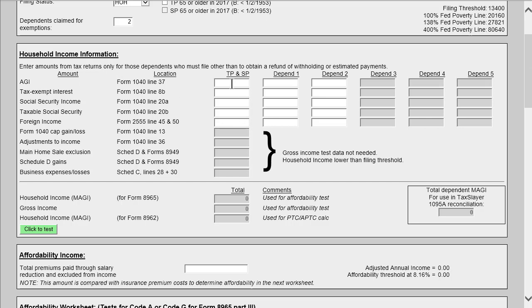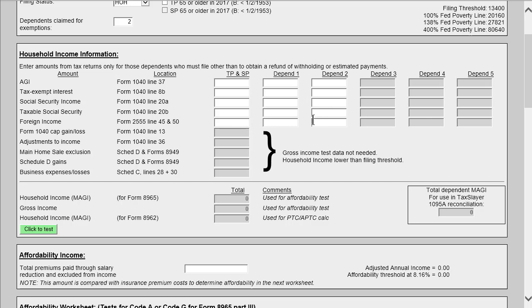There's 2 different tests, a household test and a gross income test. The household income test uses these upper entities that come directly from the tax returns for the taxpayer, spouse if there is one, and for any dependents that are required to file. If they're not required to file, you can ignore them.